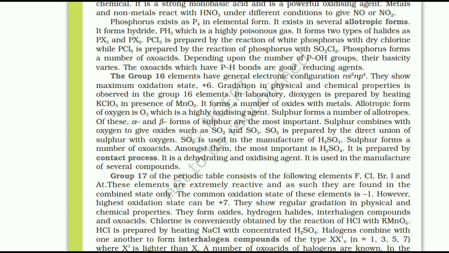Sulfur forms a number of allotropes. Of these, the beta and alpha forms of sulfur are most common. Sulfur combines with oxygen to give oxides such as SO2 and SO3. SO2 is prepared by direct union of sulfur and oxygen. SO2 is used in the manufacture of H2SO4.